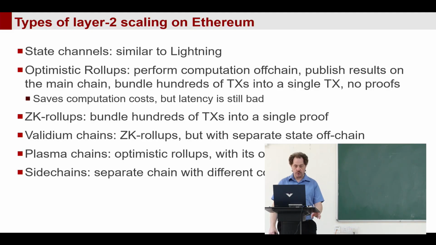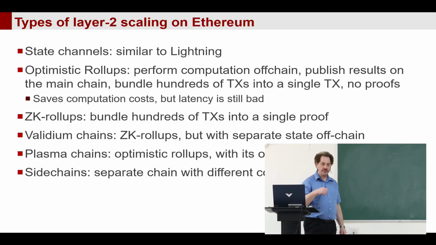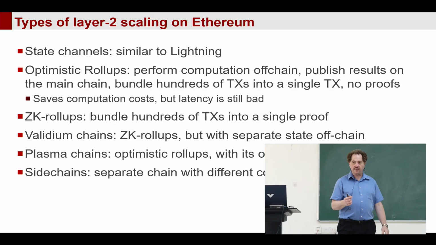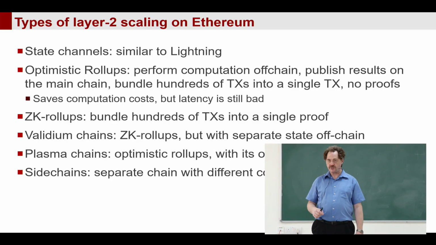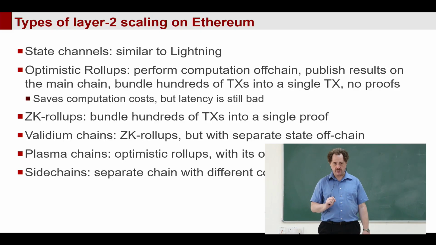Next we have zero-knowledge rollups, in which we bundle hundreds of transactions into a single proof, and we provide a zero-knowledge proof without disclosing the details of the transactions. So we provide proofs without disclosing the details, zero knowledge.